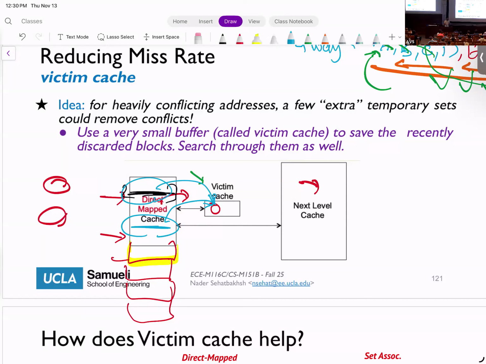Direct map cache, it could also be applied to set associative to virtually increase the number of ways in a set associative. Either way, anything that results in conflict can be improved by a victim cache. Yeah.